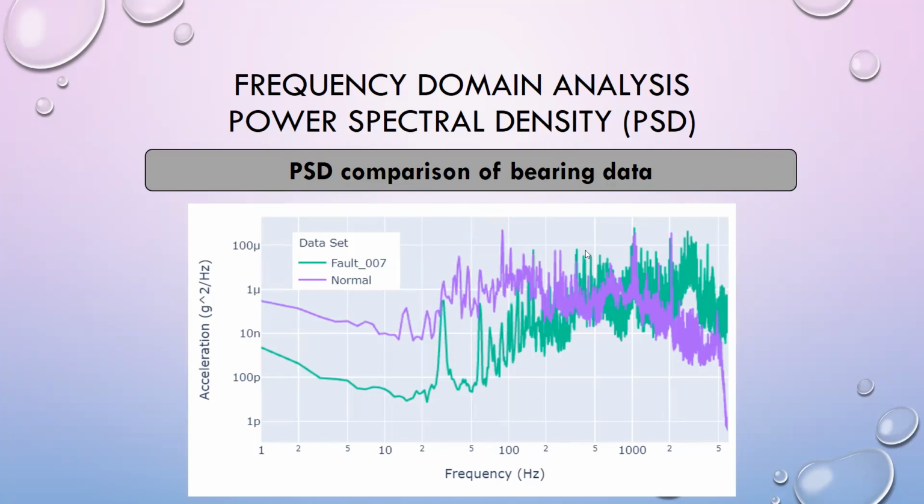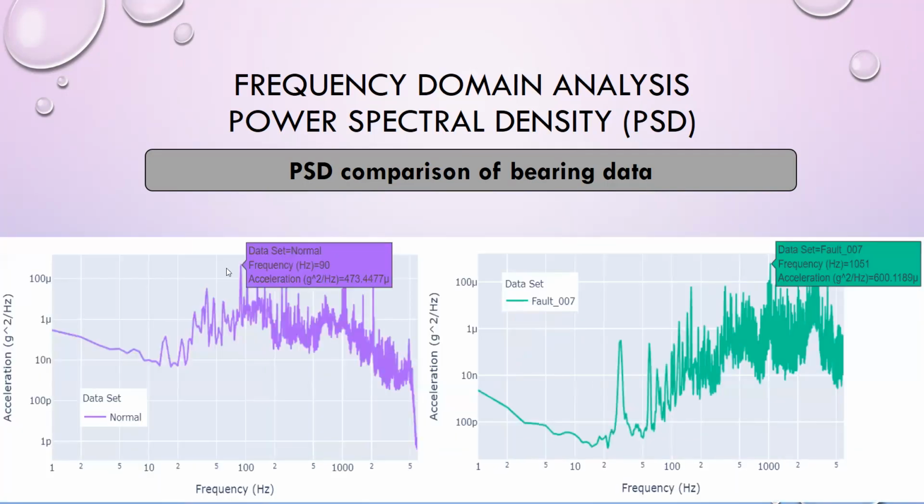And in the time domain analysis, when we extracted the displacement and velocity, you saw that the amplitude of the velocity and displacement for the normal bearing were more than the fault bearing. And this is the reason. Here you can see we have a lot of energy in low frequency in comparison with the fault bearing. And if you separately look at the signals for the normal one, you can see that the maximum peak is at a frequency of 90 hertz.